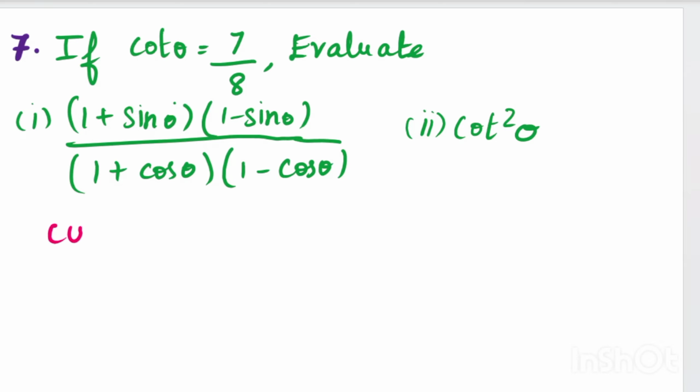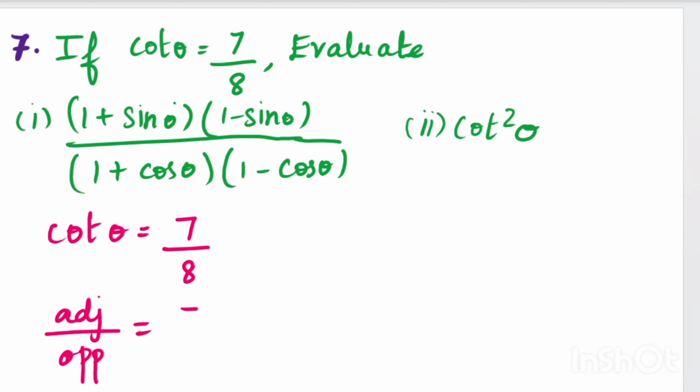Now what is given? It's given that cot theta is equal to 7 by 8. So what is cot theta? We know that cot theta is adjacent side divided by opposite side, which is equal to 7 by 8. So from this we can know that the adjacent side is 7 and the opposite side is 8.